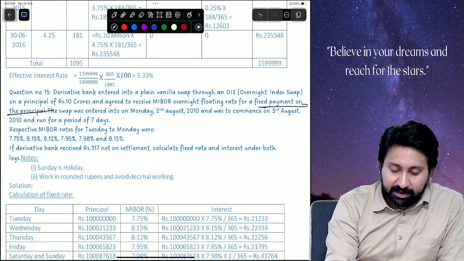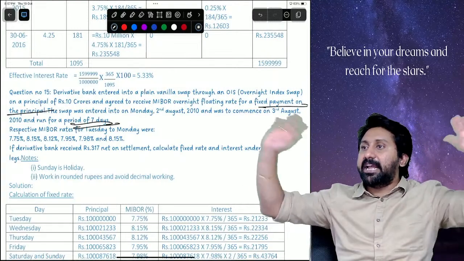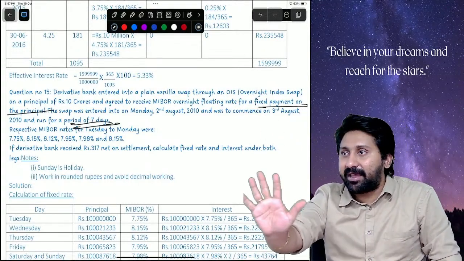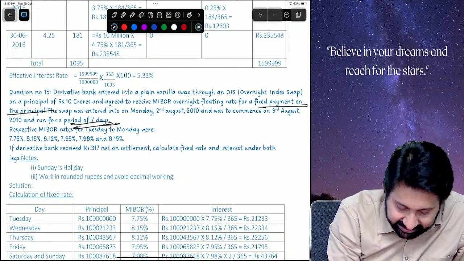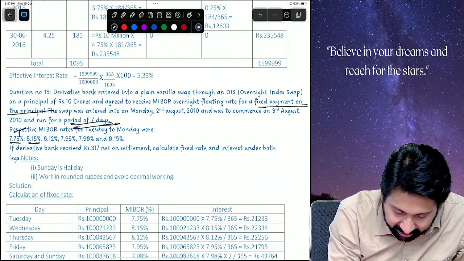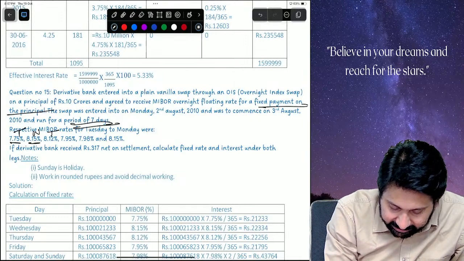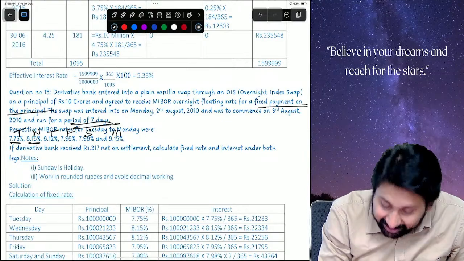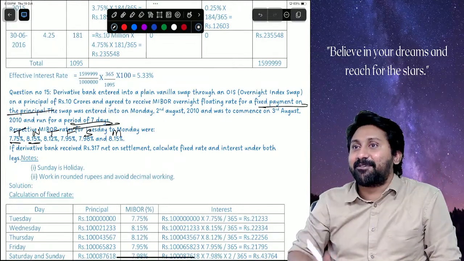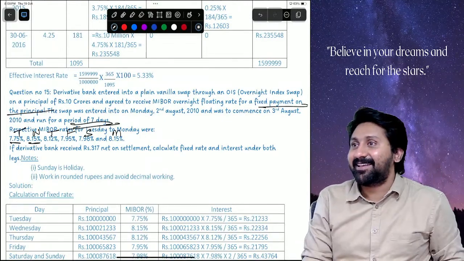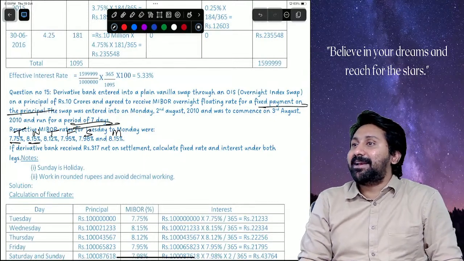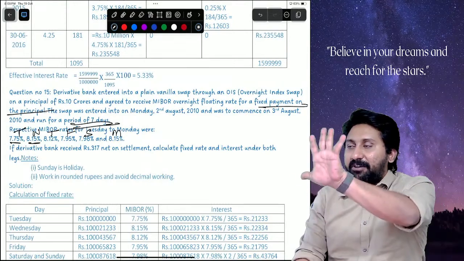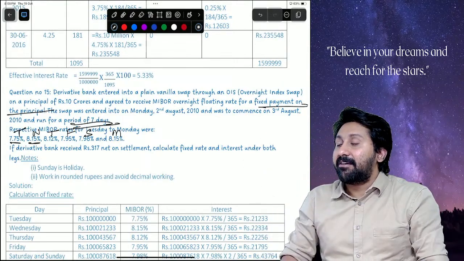How many days will this run? Tell me the days. Tuesday first, don't start with Monday. These rates are for Tuesday, Wednesday, Thursday, Friday, Saturday. It's not Sunday, that's why he gave. Sunday is a holiday. That means we have to do for how many days? 5 days, 6 days, 7 days? 6 days. Why not 7 days?